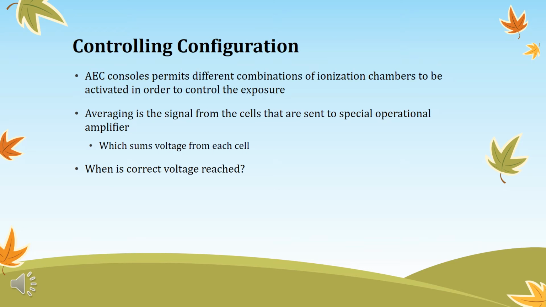Controlling configurations. AEC consoles permit different combinations of ionization chambers to be activated in order to control the exposure. For example, you can activate 1, 2, or all 3, for up to 7 different combinations of the 3 chambers. Averaging is when the signal from the cells is sent to special operational amplifiers, which sum the voltages from each cell and divide by the number of cells that are activated. When the correct voltage after exposure is reached, the operational amplifier terminates the exposure.